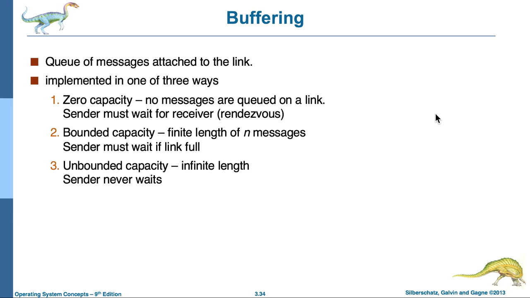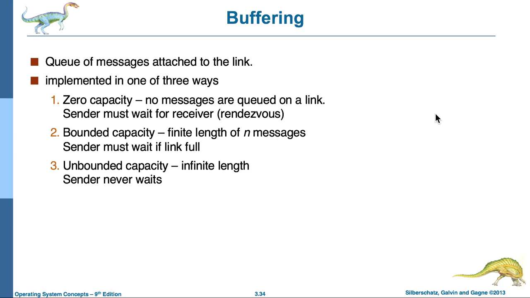And the second type of queue that we can have, or the buffering we can have, is effectively a bounded capacity buffer, right? So there's a finite length of, let's say, n messages that are available in this message buffer, and the sender has to wait if the link is full, right? So you queue up n messages. Once you hit n and the receiver has really not started receiving, you have to wait.